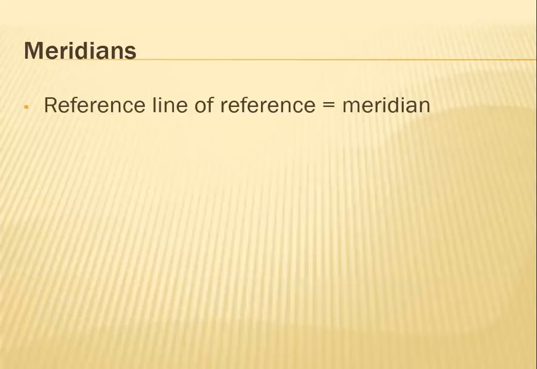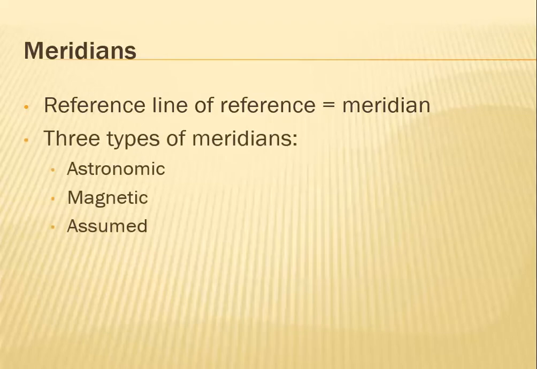So to understand what that means a little bit better, we're going to talk about meridians. I just talked about a reference line or direction. Meridians are what's used most often. There are three different types of meridians: astronomic, magnetic, and assumed. We'll talk about them briefly.